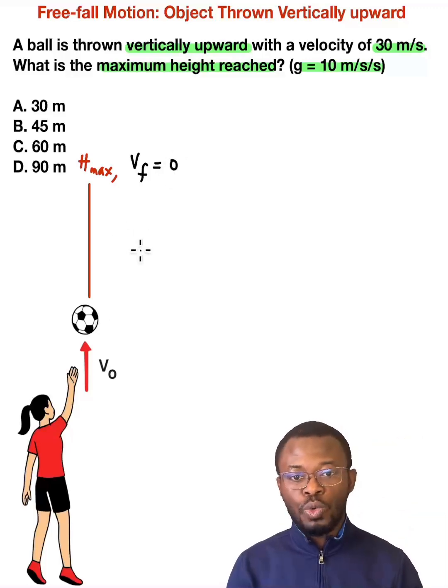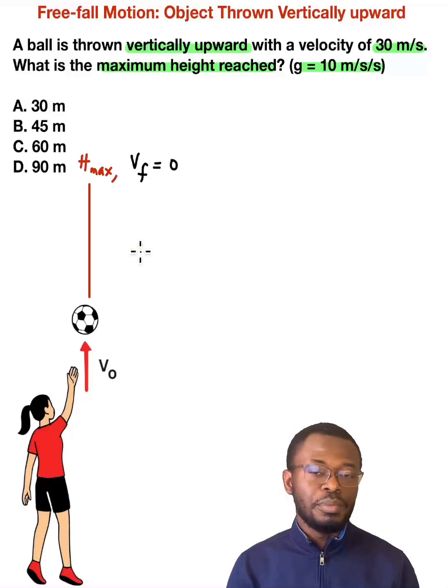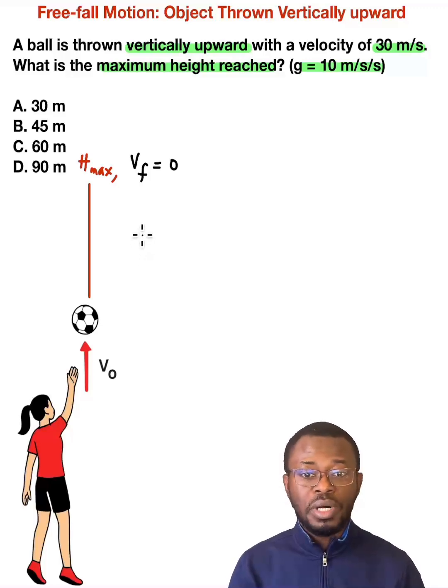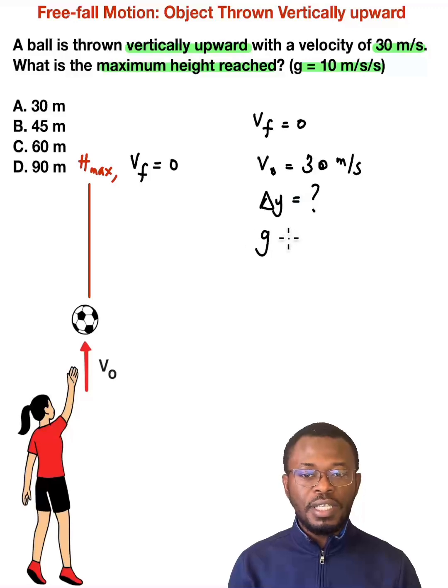Now, we have 4 equations of motion we can use to solve this problem. But we need to be very careful because some of the equations wouldn't be able to help us in solving this particular problem. Why? Because in this problem, the final velocity is equal to 0. We know the initial velocity is 30 meters per second. We don't know the final maximum height, so let's call it delta y. That is the vertical displacement, which is what we are looking for. And also, we know acceleration due to gravity, which we are given to be 10 meters per second squared.